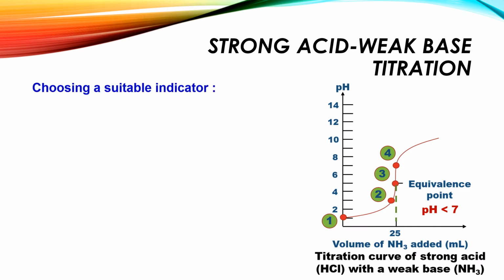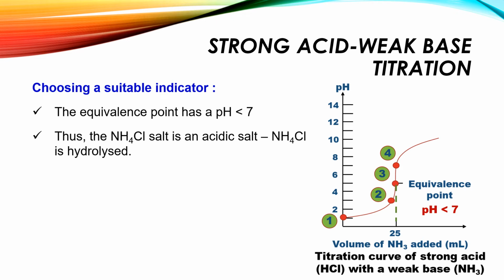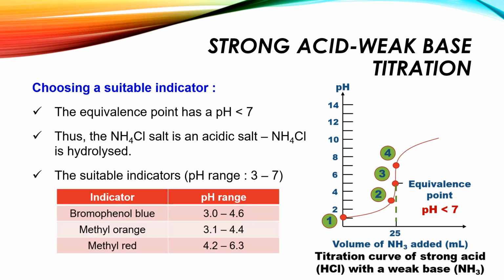To choose the suitable indicators, we can observe the pH at the equivalence point. For the reaction between a strong acid and a weak base, the equivalence point has a pH less than 7. Thus, the ammonium chloride for this reaction is an acidic salt. This is because the ammonium chloride salt is hydrolyzed with water. The suitable indicators that can be used in this reaction have a pH range between 3 to 7. Examples of suitable indicators are bromophenol blue, methyl orange, or methyl red.